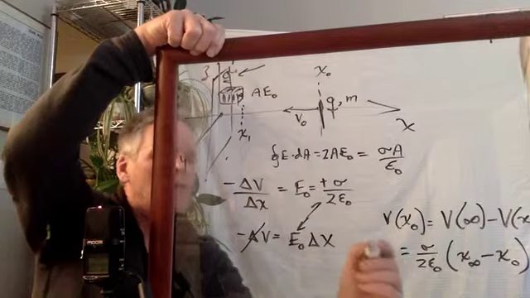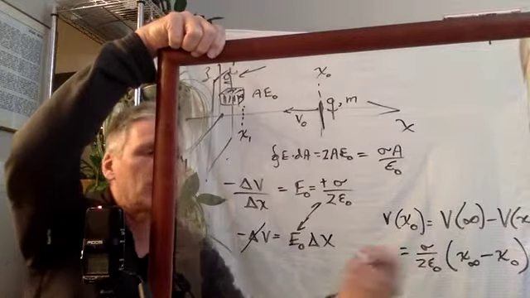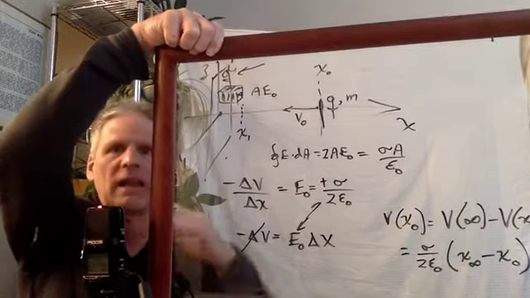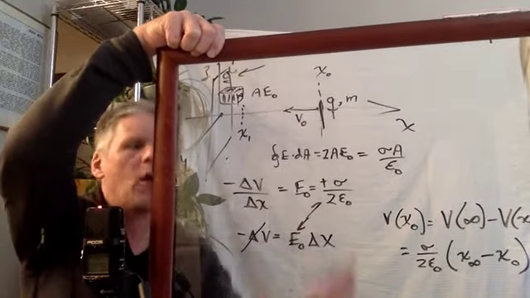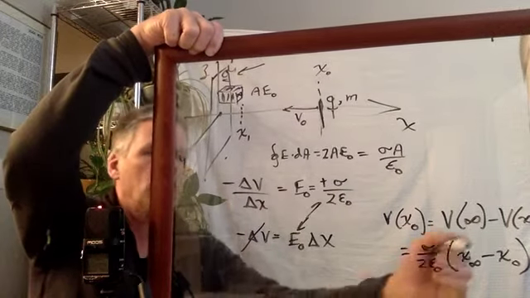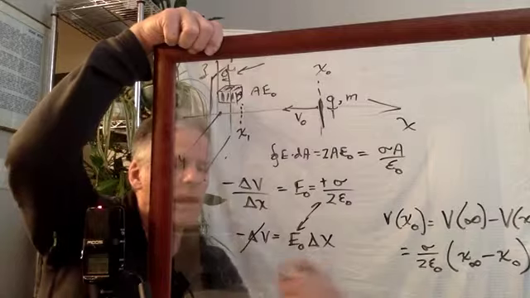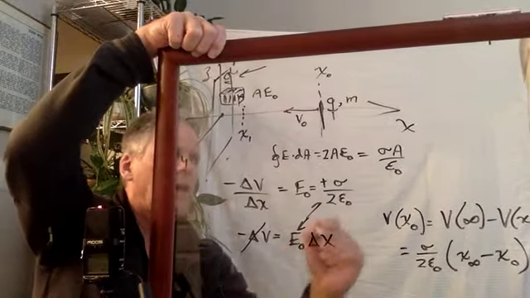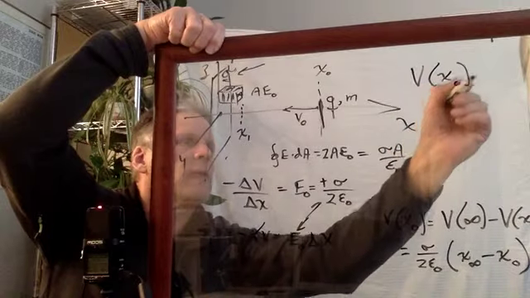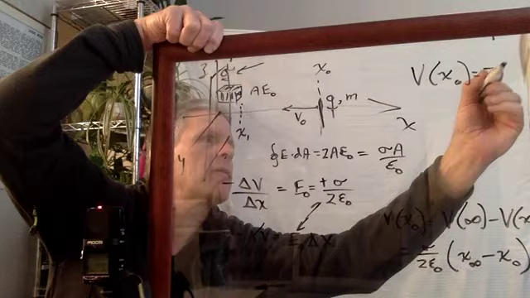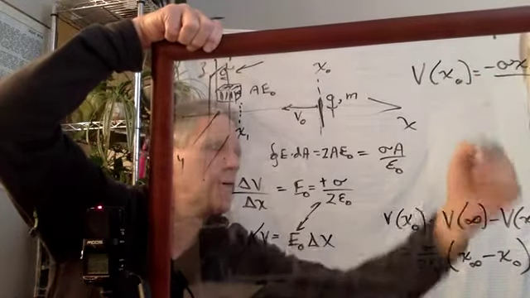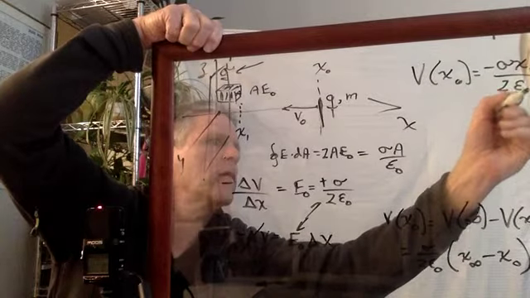Okay, but what do we say about the potential at infinity? What we do is we say we're just going to set that potential to be equal to 0. We're defining the 0 point to be where the potential would be sigma x infinity over 2 epsilon 0. So this term just goes to 0. So we now can say V of x0 is simply equal to minus sigma x0 over 2 epsilon 0.